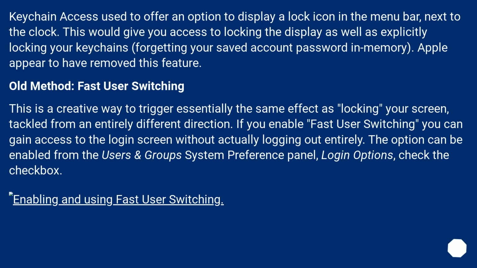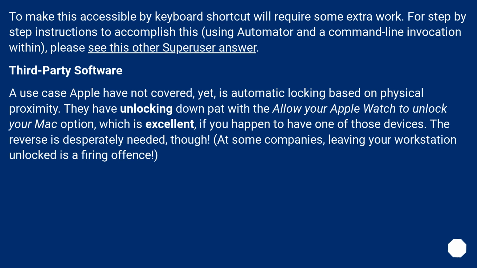Old method: fast user switching. This is a creative way to trigger essentially the same effect as locking your screen, tackled from an entirely different direction. If you enable fast user switching, you can gain access to the login screen without actually logging out entirely. The option can be enabled from the Users and Groups System Preference panel, Login Options, by checking the checkbox. To make this accessible by keyboard shortcut will require some extra work. For step-by-step instructions to accomplish this, using Automator and a command line invocation within, please see this other Super User answer.